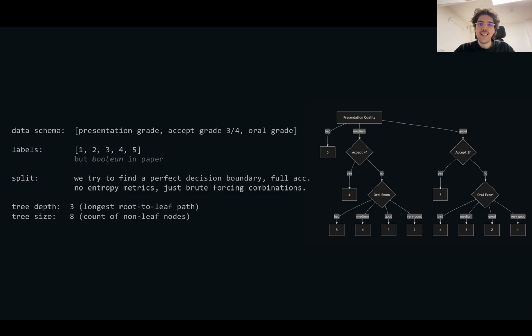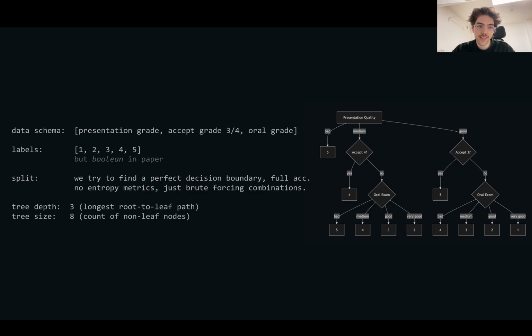you have some input, which is like the grade of your presentation, whether you want to take an oral exam, and your oral exam. And the output is your grade. In the Austrian system, it's 1 to 5, but with a binary classifier, as is the case with the paper, you just have positive and negative examples.